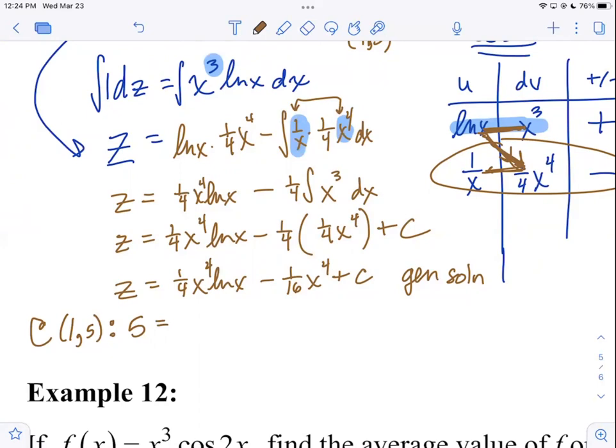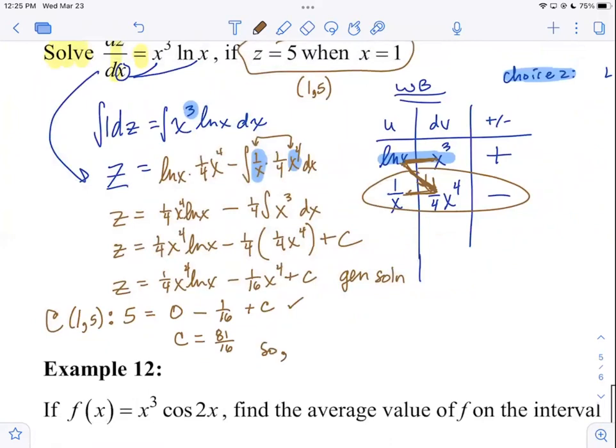You plug in a 1 for x and you get 1/4 times the natural log of 1. Hey, what the heck is the natural log of 1? 0. So that whole first term is gone. Minus 1/16 times 1 is 1/16 plus c. And now all I got to do is solve for c. And you get another check for there. Is to add 1/16 to both sides. So 5 is how many 16ths? 80. So 80 16ths plus 1/16, 81 16ths. What a fantastic c value.